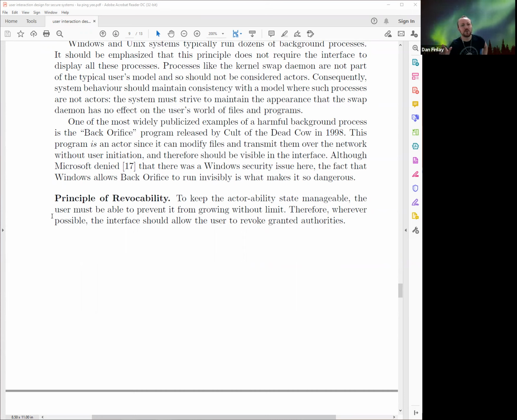Anyway, this program is an actor since it can modify files and transmit them over the network without user initiation, and therefore should be visible in the interface. Although Microsoft denied that there was a Windows security issue here, the fact that Windows allows Back Orifice to run invisibly is what makes it so dangerous. Wait, the program is an actor. It allows modifying files and transmitting them over the network without initiation. Wow. Yeah, and Microsoft denied that was a problem, huh?